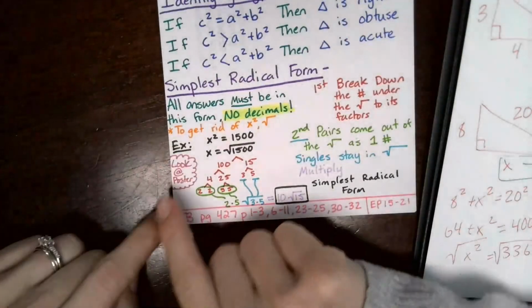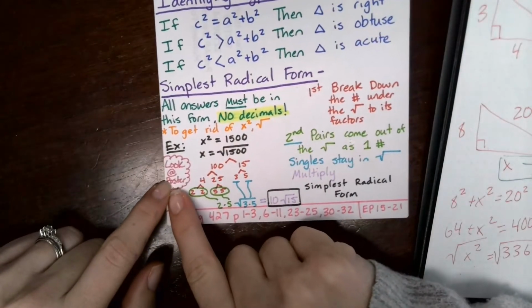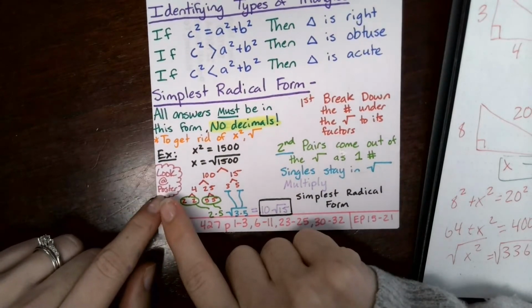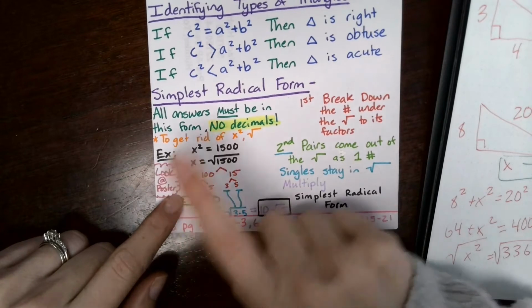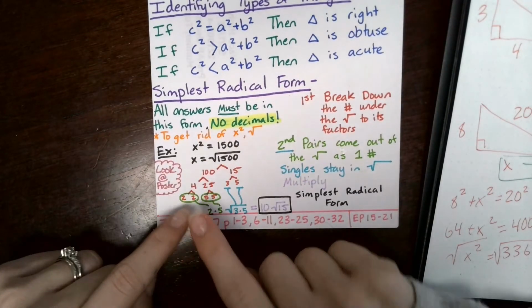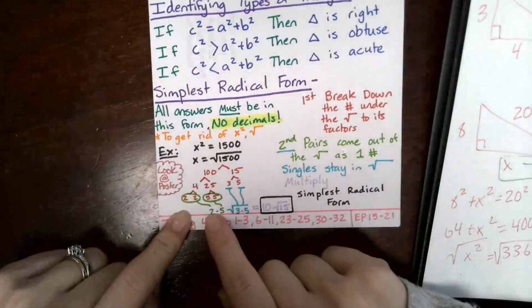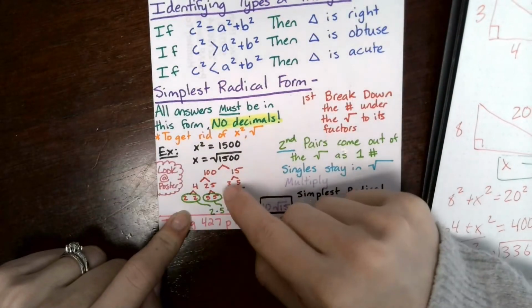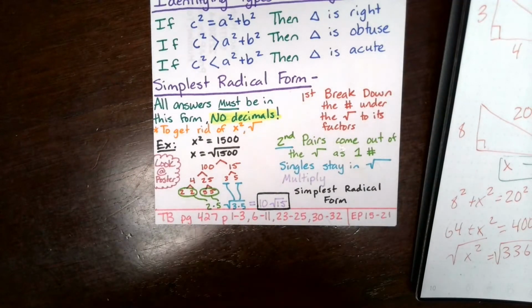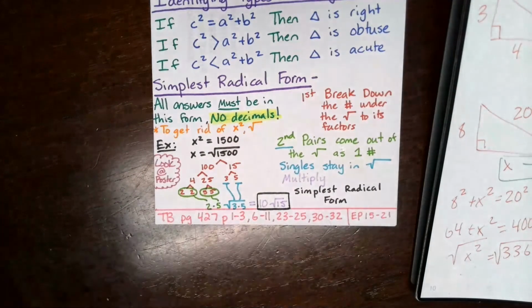I have a whole poster about it that you can look at on the poster page on Canvas. Highly recommend looking at that. Or if you want to just Google simplest radical form, if this doesn't make enough sense for you, that right here we got a pair of 2 comes out, a pair of 5 come out, a 3 and a 5 stay in, we multiply, and that's simplest radical form. Let's look at some examples in the textbook.